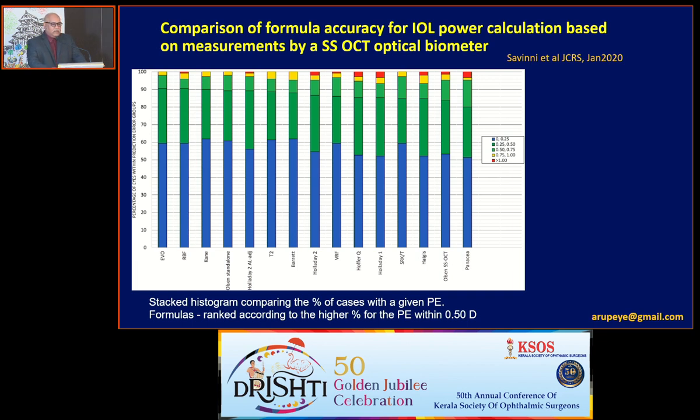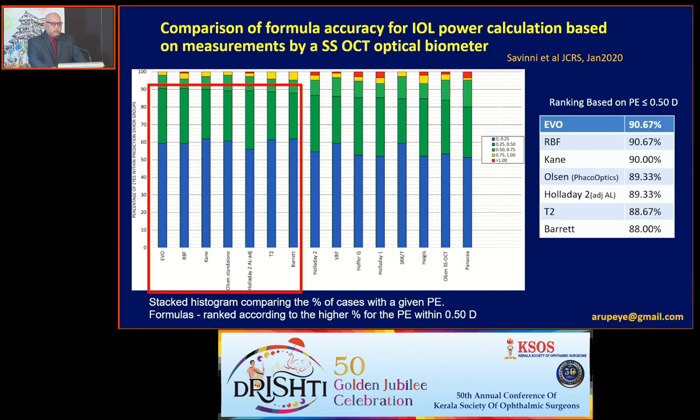This is a very comprehensive study published by Giacomo Savini, a good friend of mine from Italy. It showed that with all the major current formulas, from Barrett Universal 2 to EVO, about 88 to 90.67% of your post-op refraction falls within a refractive prediction error of 0.5 diopter. This is the direction that we want to move in. This is for our routine cases. I'm not talking about complex scenarios, which will be dealt with by the subsequent speakers. And this is where we want to go.